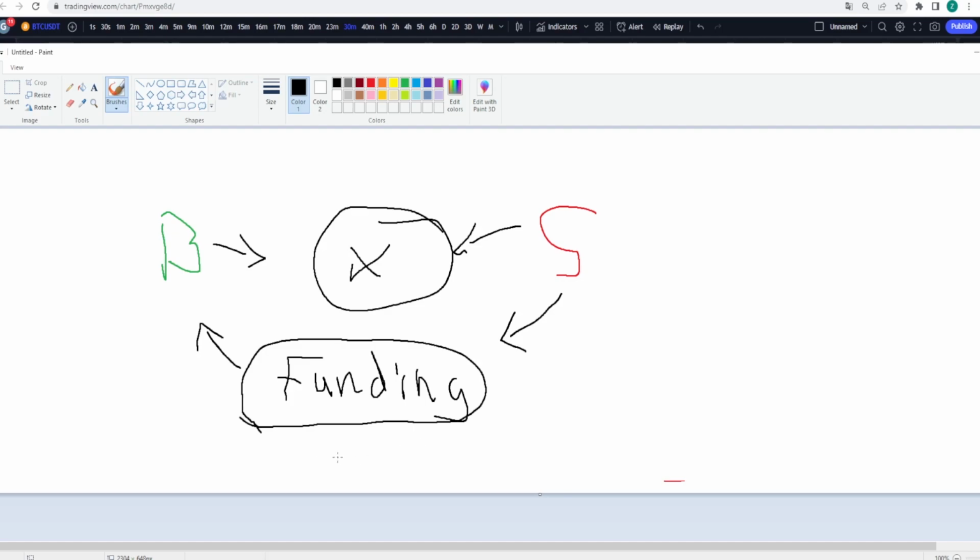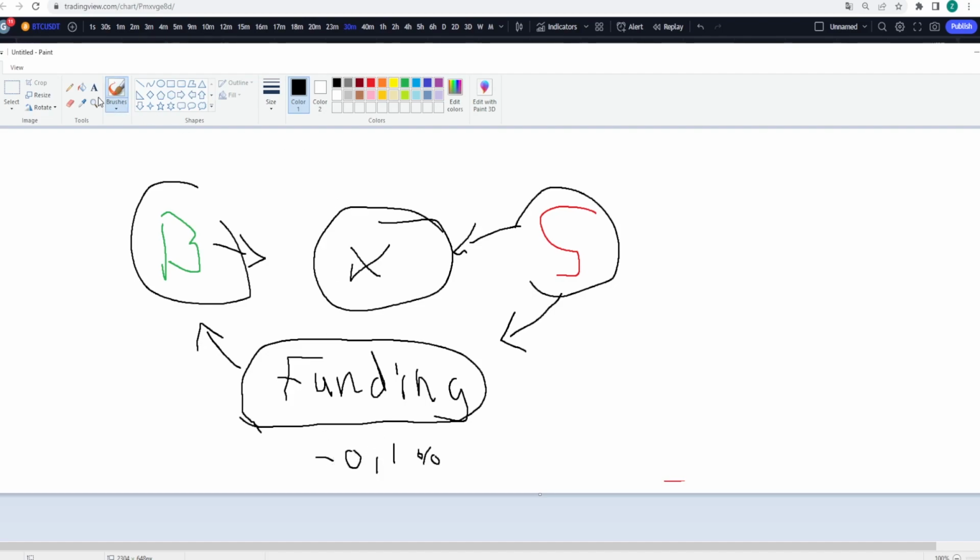So if the funding is, for example, minus 0.1%, and the funding is paid on Bybit every 8 hours, minus 0.1% is a favorable funding rate for the bulls. A negative funding rate means that the bulls are getting paid. So every 8 hours, the people who are short will pay the people who are long 0.1%, and this goes on every 8 hours if the funding stays negative.